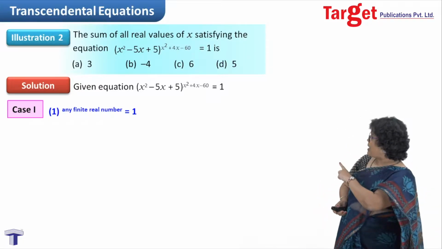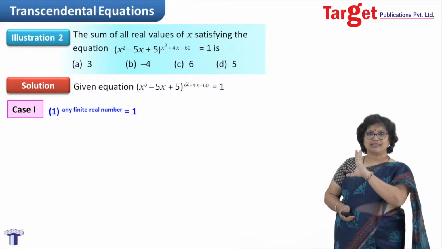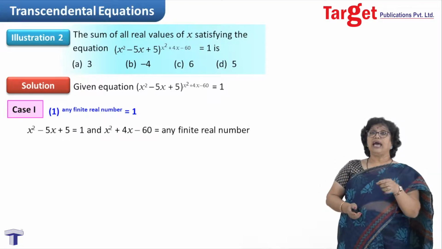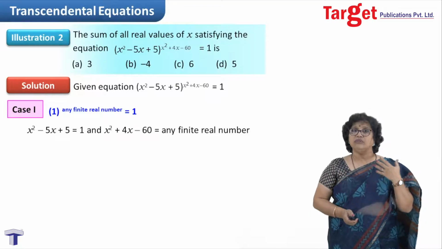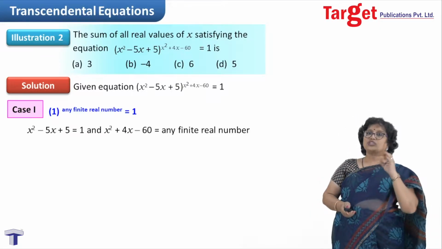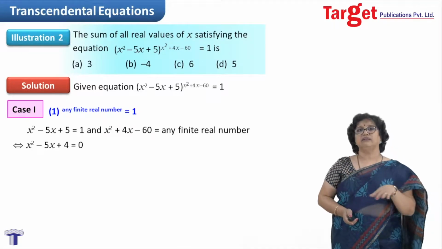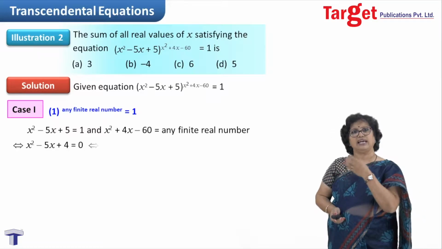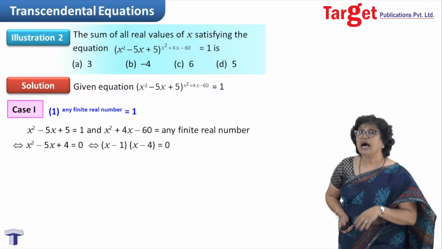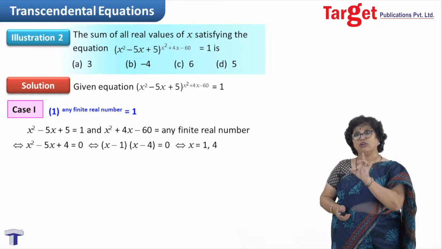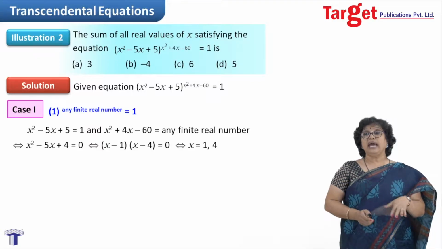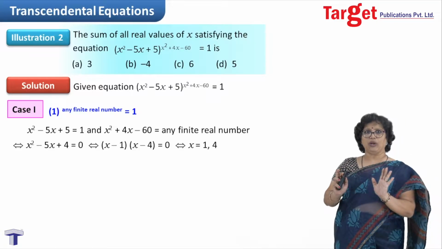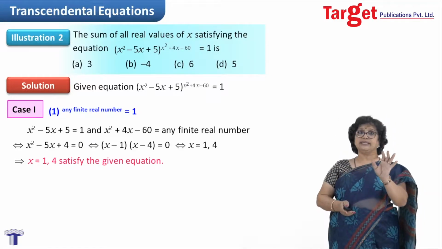My first case is 1 raised to a finite number equal to 1. I start with this. That means I will have to take x square minus 5x plus 5 as 1, and x square plus 4x minus 60 as some finite number. Fine. Now x square minus 5x plus 5 equal to 1. When I simplify, I get x square minus 5x plus 4 equal to 0. I further simplify it: x minus 1, x minus 4 equal to 0. So my answer for x square minus 5x plus 5 equal to 1 is x equal to 1 and 4. And x equal to 1 and 4 will make x square plus 4x minus 60 a finite number. So there is no ambiguity there. So x equal to 1 and x equal to 4 satisfy the equation.